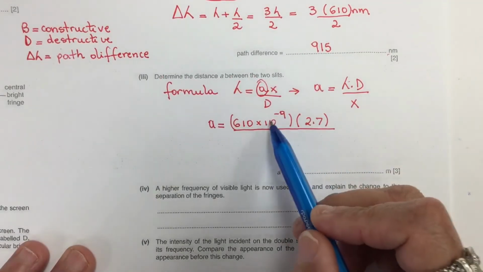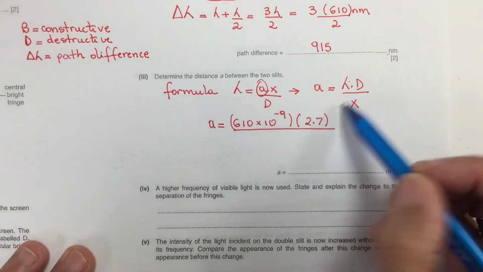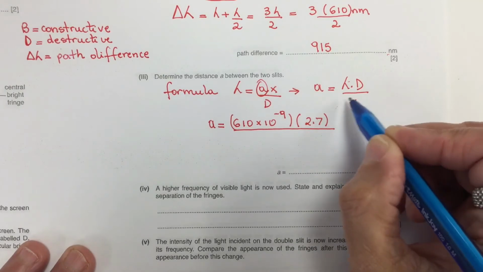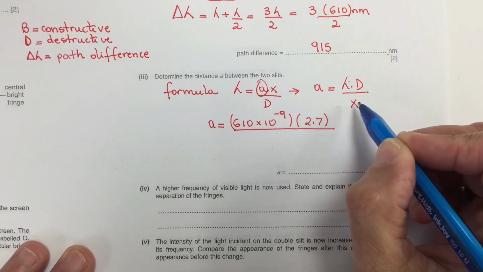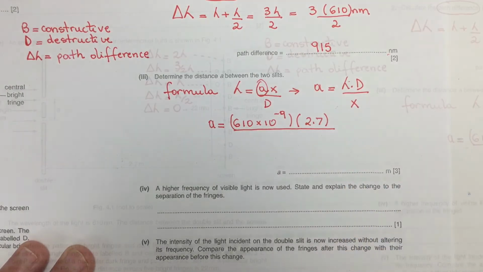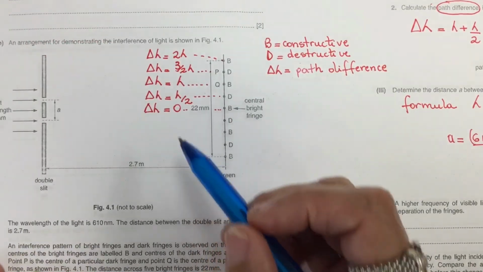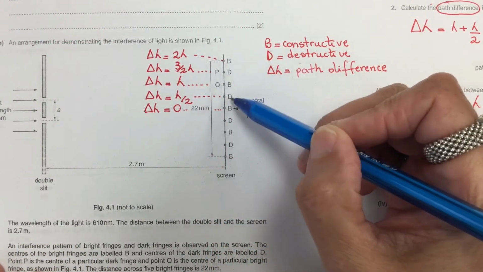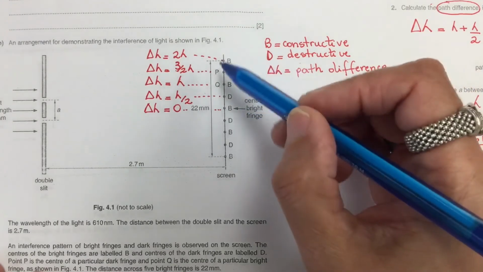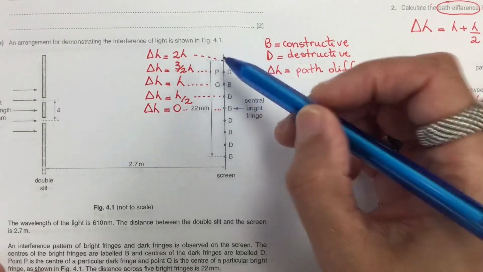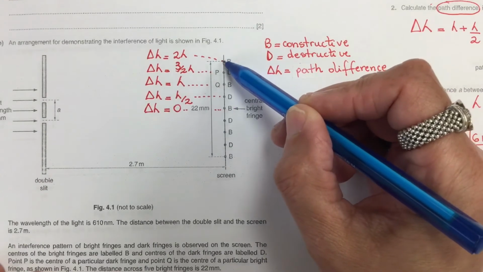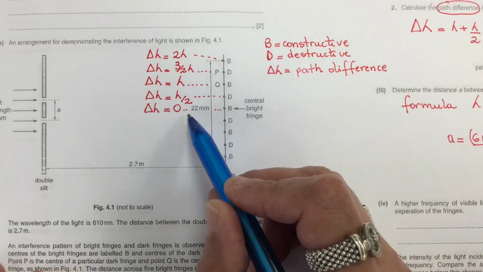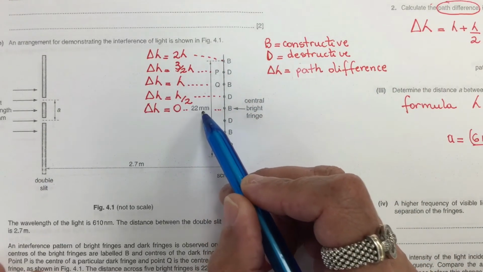Okay, so we have the wavelength, we have the distance, but we don't have the distance between fringes. We need to calculate this one. This problem did not provide the distance between two bright fringes or two dark fringes. It gives the distance between this bright to bright, which is 22 millimeters.